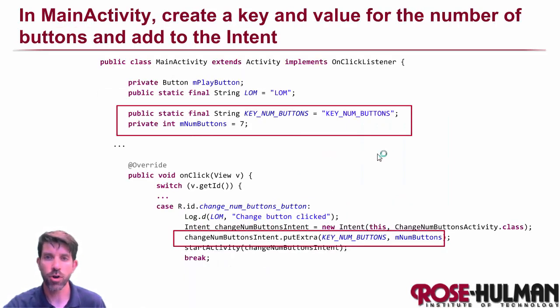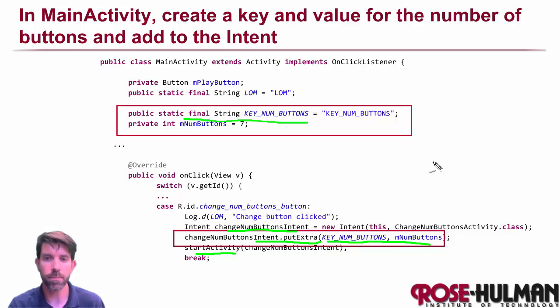Okay, so creating a key, super simple. All we're going to do here is define a string constant. And you'll notice that in between creating the intent and then starting the activity with that intent, we're just going to be calling on the intent. We're going to say, hey, put an extra in here with that key and value. And it's really as simple as that.